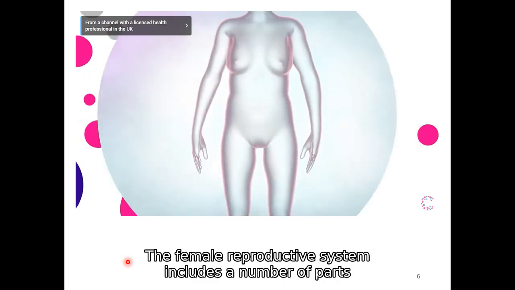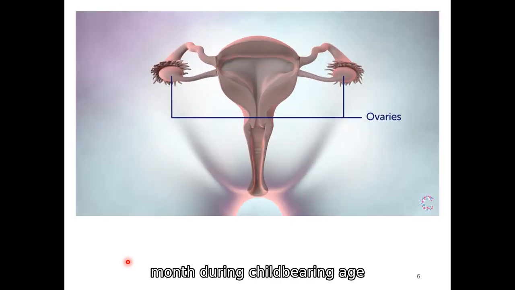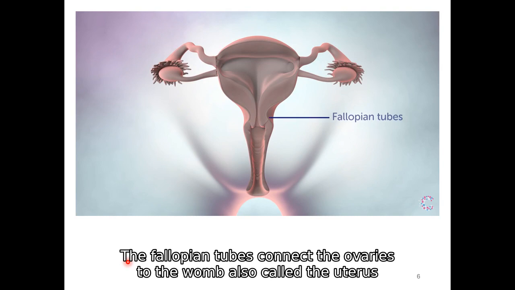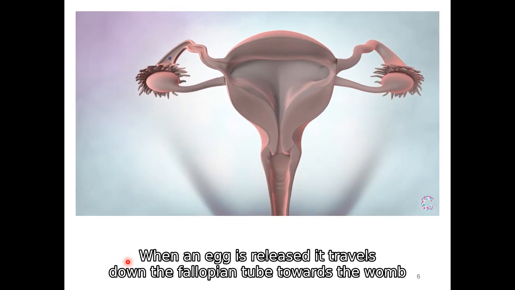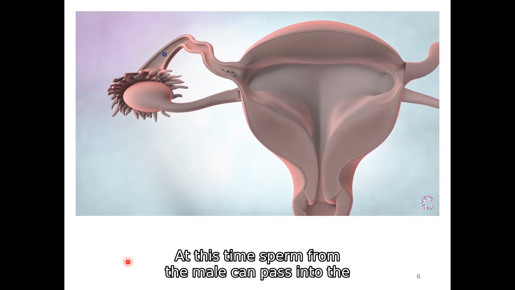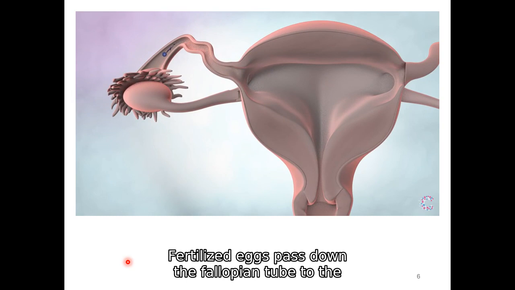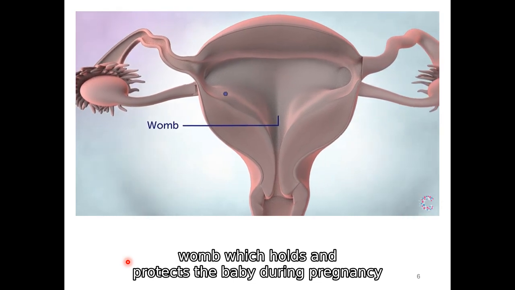The female reproductive system includes a number of parts. The ovaries hold the eggs, which are released each month during childbearing age. They also produce sex hormones, which control periods. The fallopian tubes connect the ovaries to the womb, also called the uterus. When an egg is released, it travels down the fallopian tube towards the womb. At this time, sperm from the male can pass into the fallopian tube, where it may meet the egg and fertilize it. Fertilized eggs pass down the fallopian tube to the womb, which holds and protects the baby during pregnancy.